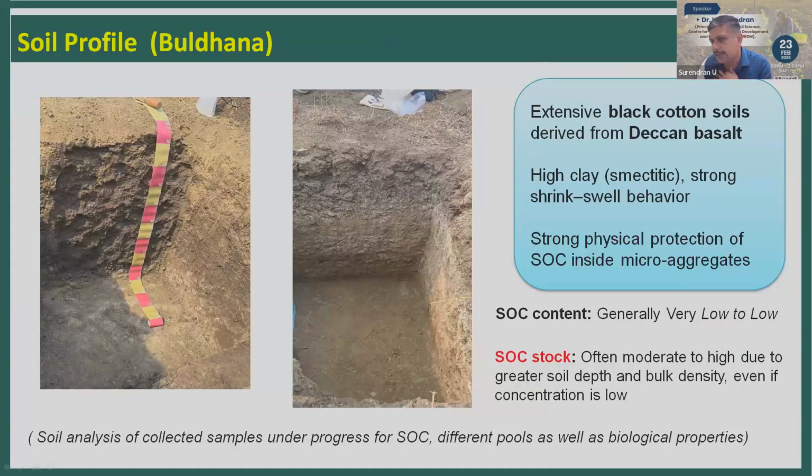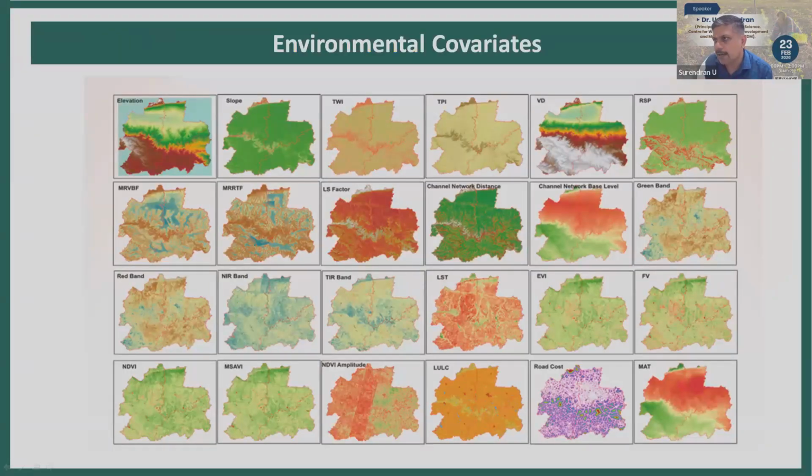Since I was mentioning the legacy datasets, you need to understand the soil especially. This is one case study where we looked at two typical contrasting soils. One is a black cotton soil, which has high clay content and shrink and swell behavior. The SOC content will generally be low, but if you look at the SOC stock, it will be very high because of the depth as well as the bulk density. Another region was red soil.